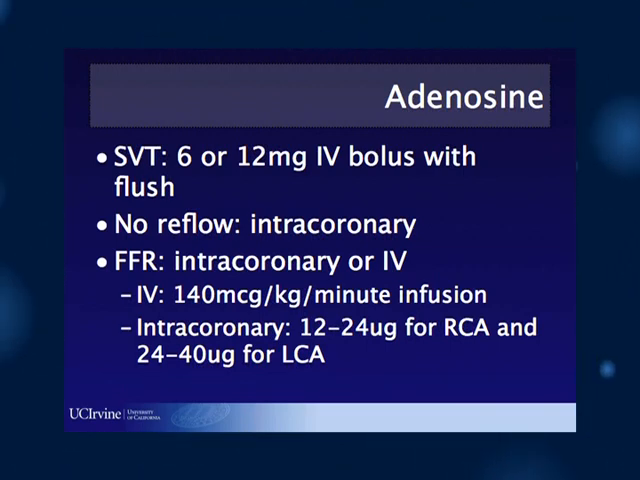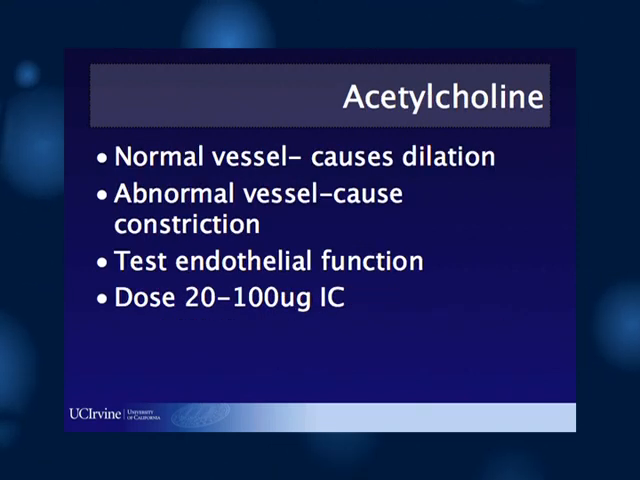For intracoronary hyperemia, 12 to 24 and now up to 30 micrograms for the right coronary artery has been given, and between 40 and 60 micrograms is now the current dosage for left coronary induction of hyperemia. However, maximal hyperemia can be obtained with the doses shown on this slide.